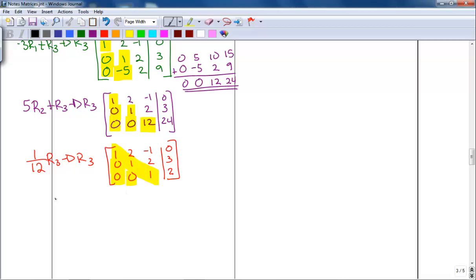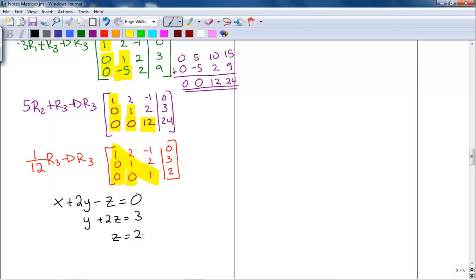So I rewrite this as x plus 2y minus 1z, or just minus z, is equal to 0. The next equation, well, I don't have an x, so I don't need to write it. Then I would write 1y, or just y, plus 2z is equal to 3. And finally, for my last row, I don't have an x and I don't have a y, so I would just write 1z, or just z, is equal to 2.